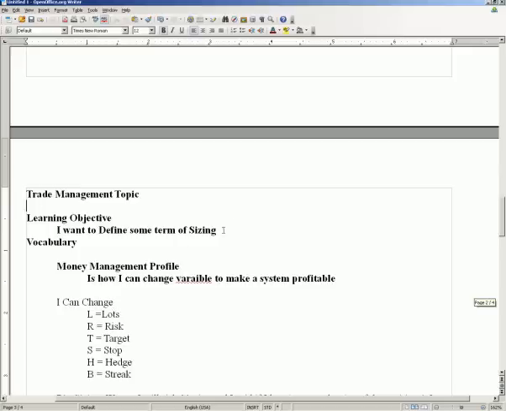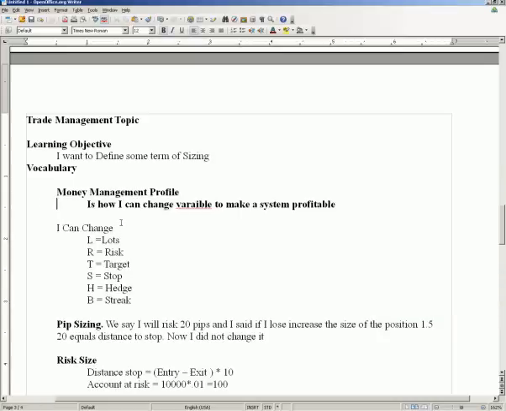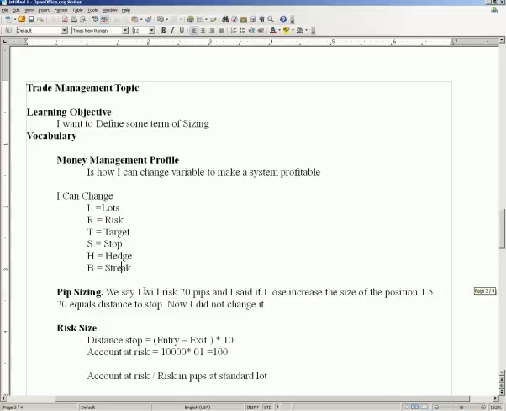Our learning objectives: I want to define some terms on sizing. So, our money management profile is something we say it is. How can I change variables to make a system profitable? Well, I can change lots, risk, targets, stop. I can hedge, or use streaks.